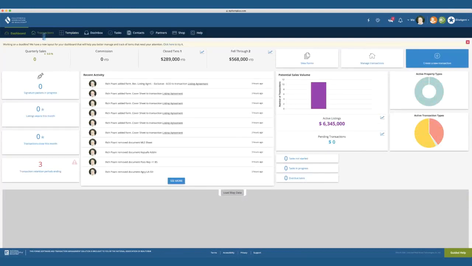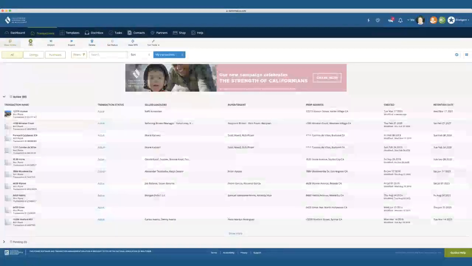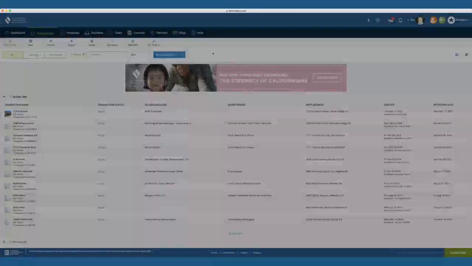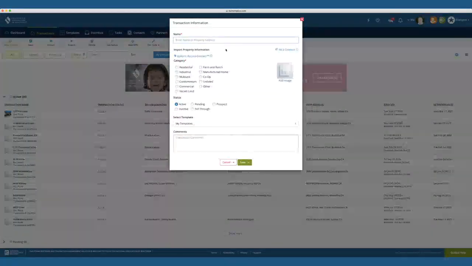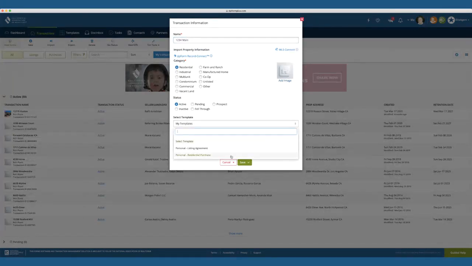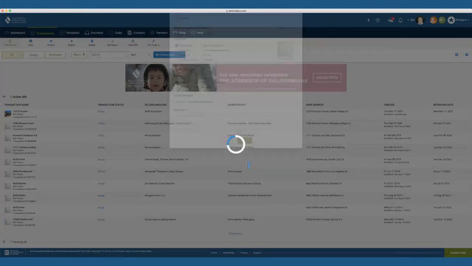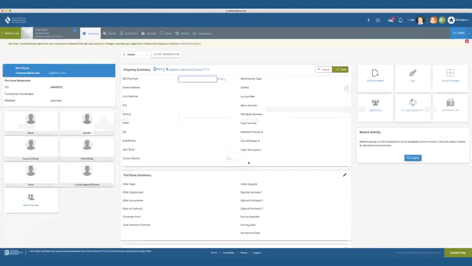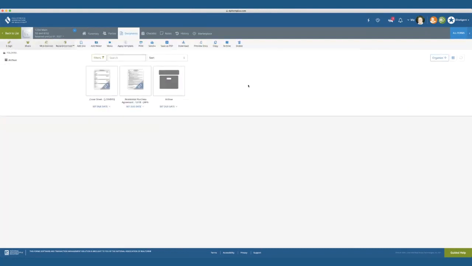So I'm just going to go back to the dashboard because we're going to start a brand new transaction. We're going to add a new one. It's a new purchase agreement. You usually name your transaction by the address, so it's easy to find. It's residential, and then you're going to see here, select template and look for your templates, and it's the personal residential purchase, and then say save.